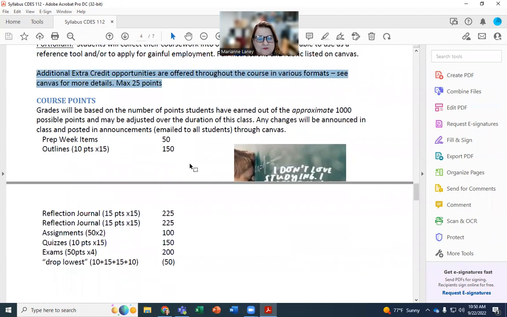All right, so I kind of grouped it here, and I'm bummed that this graphic messed up. It says, I don't love studying. I hate studying. I love learning. Learning is great. Learning is fun.